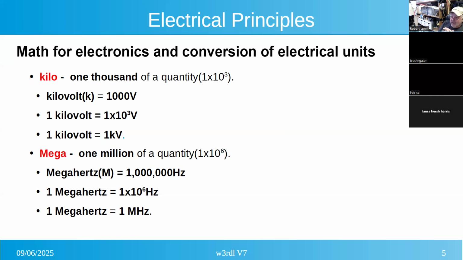So we use a small k to represent a kilo, like a kilovolt. Could be a kiloamp. And that represents 10 to the third, or 1,000 of whatever the quantity is. Next is a mega, which is a million, or 10 to the sixth. Megahertz. We use megahertz a lot. We use a capital M and a capital H, little z, because hertz is an abbreviation of a proper name.